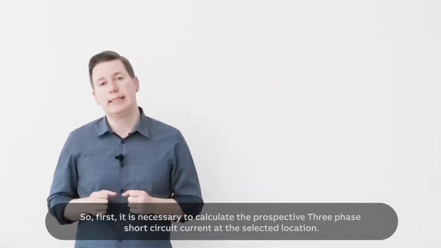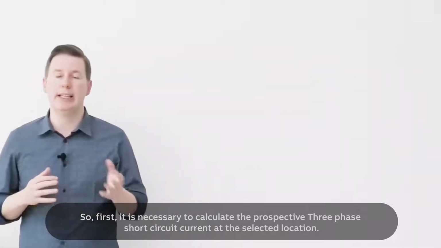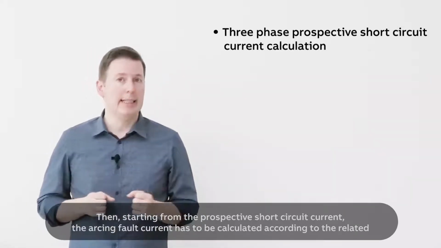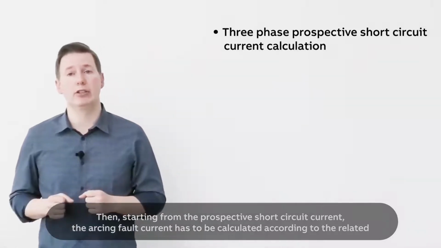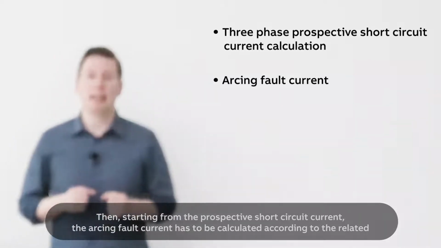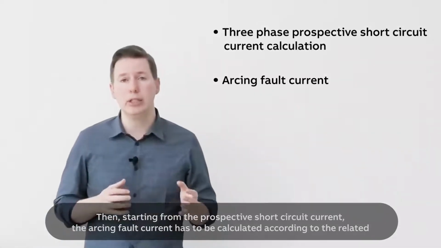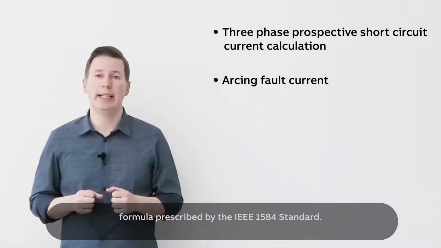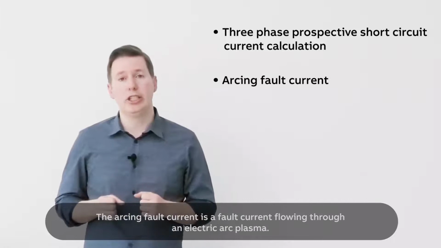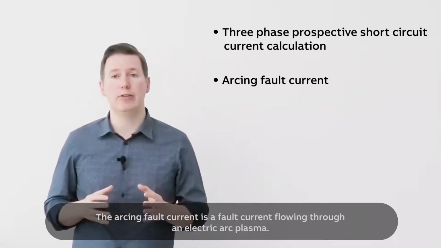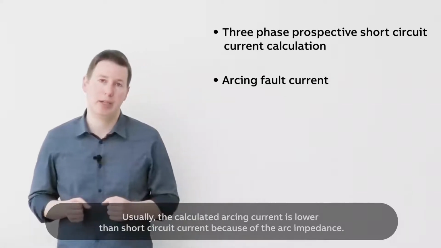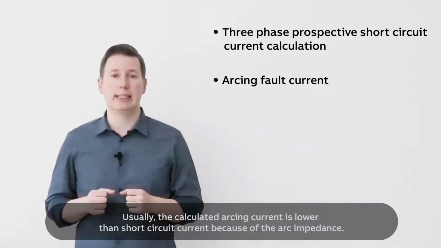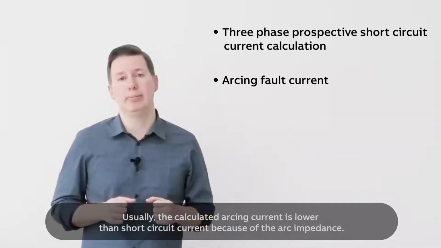So, first, it is necessary to calculate the prospective three-phase short-circuit current at the selected location. Then, starting from the prospective short-circuit current, the arcing fault current has to be calculated according to the related formula prescribed by the IEEE 1584 standard. The arcing fault current is a fault current flowing through an electric arc plasma. Usually, the calculated arcing current is lower than the short-circuit current because of the arc impedance.